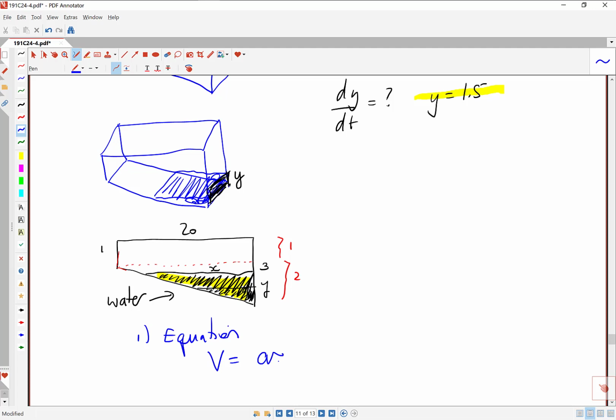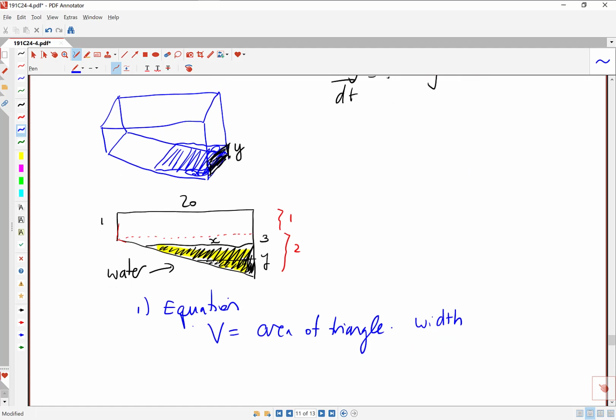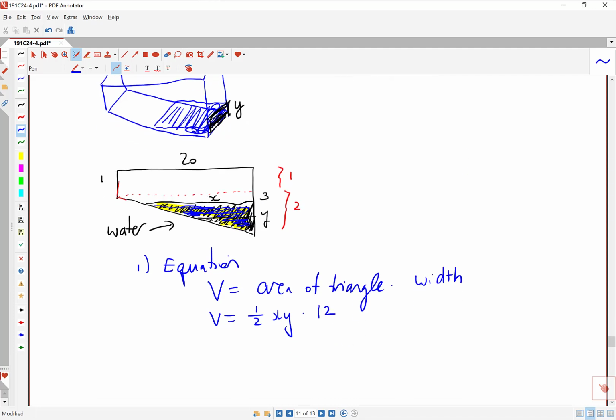So volume is going to be the area of the triangle that we're seeing in our picture here, times the width of the swimming pool, right? Remember that there was 12 meters of width that we're not seeing in this cross section. So the area of this triangle, this black triangle here representing our water, well, area of a triangle is always going to be half the base times the height. So it's going to be half xy. And then times the width, well, there's 12 meters of width that we're not seeing here. So V comes out to 6xy.